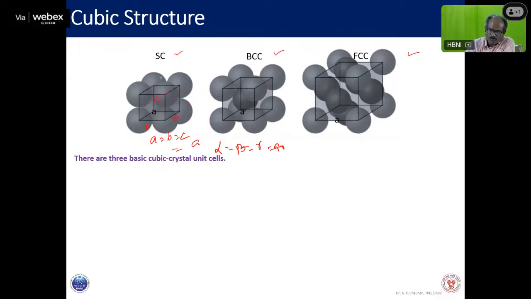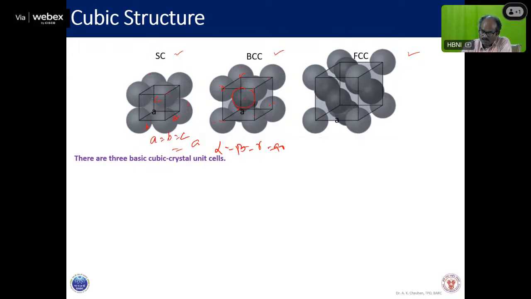So one is simple cubic, another is BCC, that is body-centered cubic. In body-centered cubic, we have atoms at all the corners, and there is one atom at the center also, the center of this body. So we have atoms at all 8 corners of this cube, and one atom at the center of this cube. This kind of structure is called body-centered cubic.